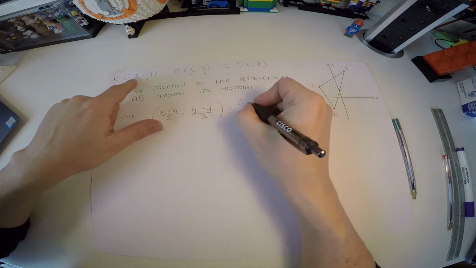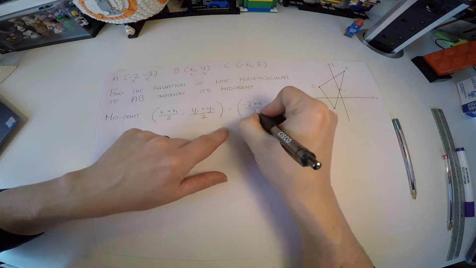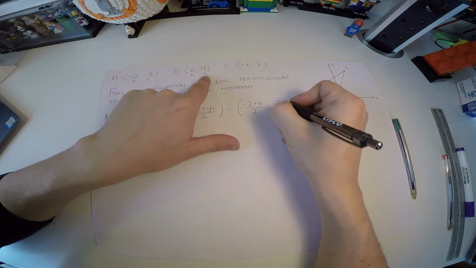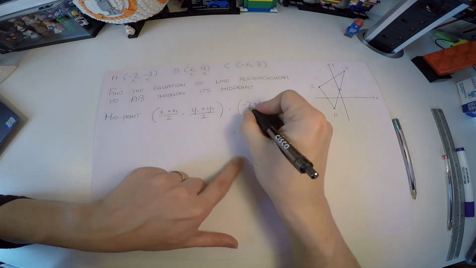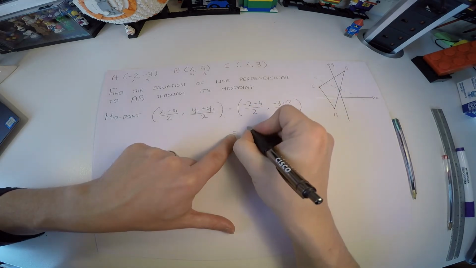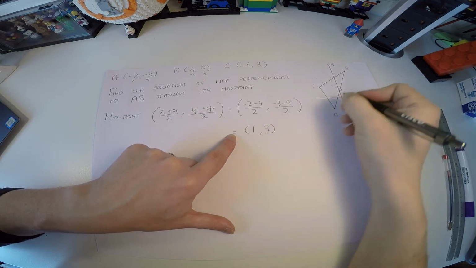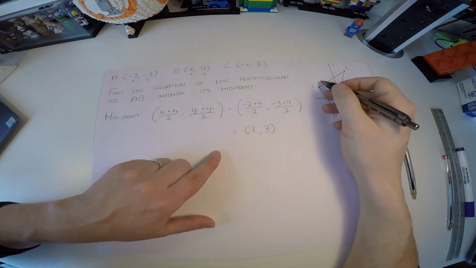So x1, that's minus 2, x2, that's a plus 4 over 2, comma y1, which is a minus 3, y2, which is a plus 9 over 2. So we get 2 over 2, which is 1, and we get 6 over 2, which is 3. So we know this point here, its midpoint is (1, 3). Now we need to get the equation of this line.